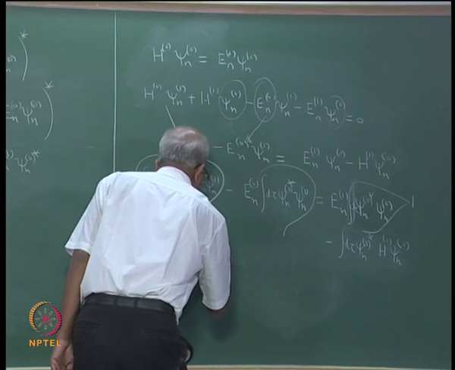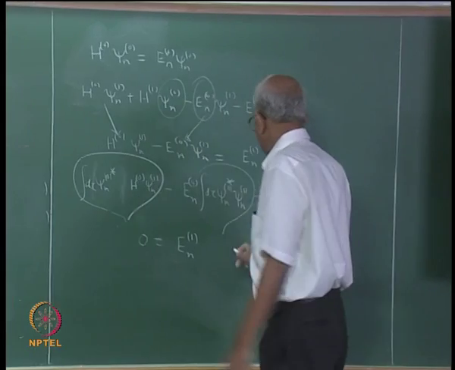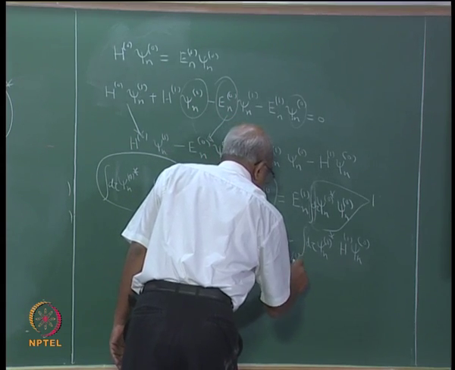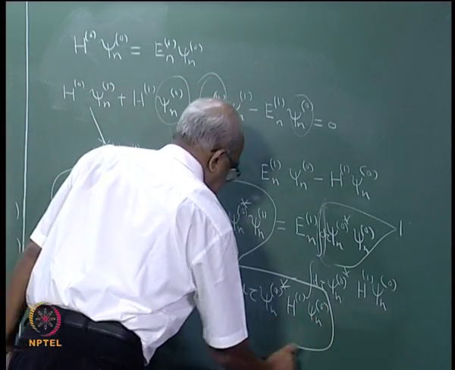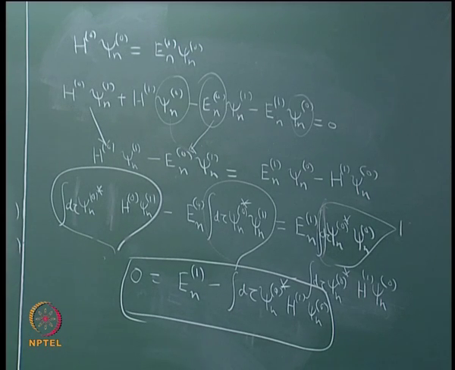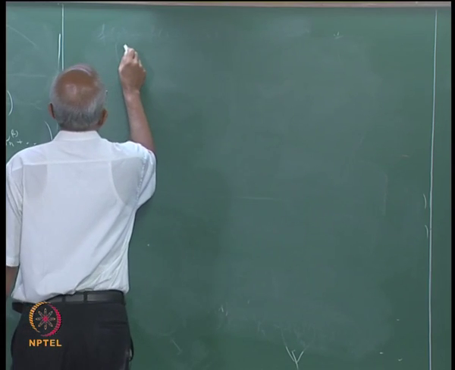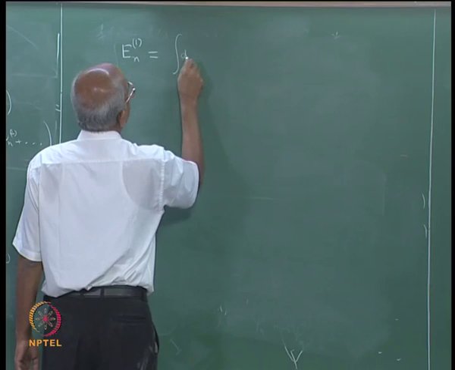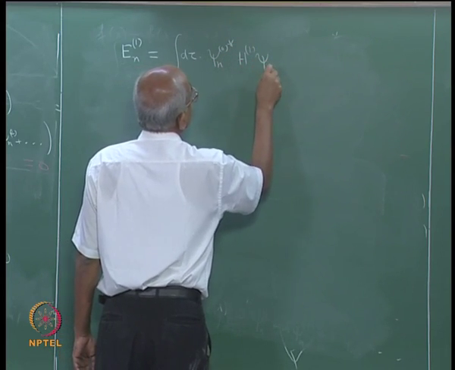I am left with 0 equal to En1. This integral is equal to 1, minus integral d2 psi n0 star h1 psi n0. Well, I will write that equation once more, so that the idea is very clear. There is a 0 here, so I will take this to the other side, and I can write it as an equality sign. So, what do I find? I find En1 is equal to integral of d2 psi n0 star h1 psi n0.